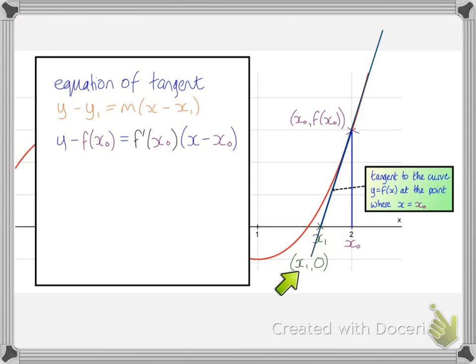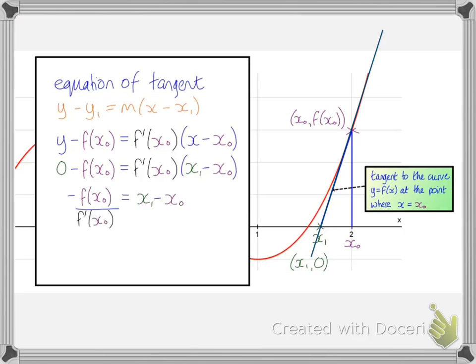Now if I substitute x1 and 0 in place of x and y in the equation, then I'll see that I've got an equation that I can rearrange to end up with x1 on its own in terms of x0. So if I divide by f dash of x0, then just add x0 to both sides, what we'll see is that I end up with an equation for x1. So it's x0 minus f of x0 divided by f dash of x0.